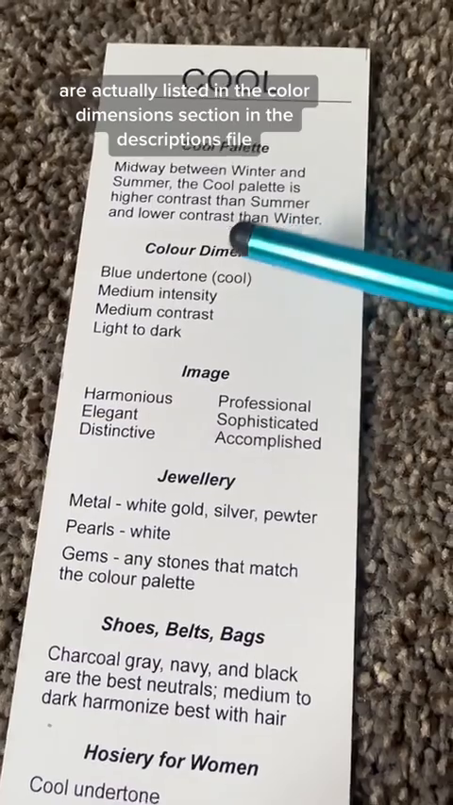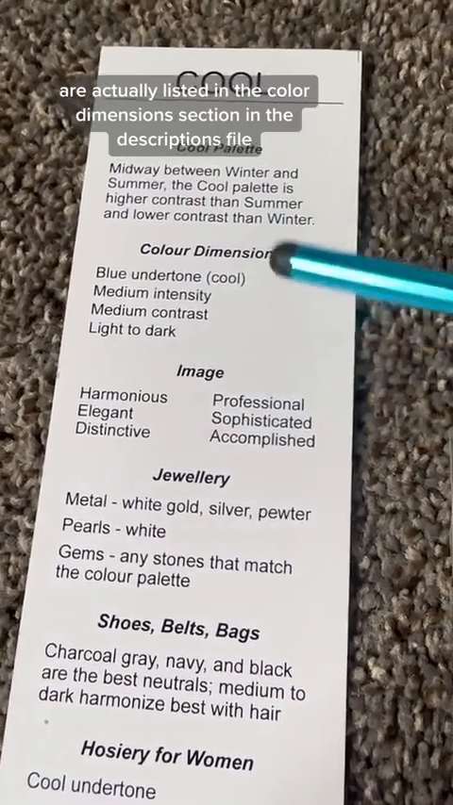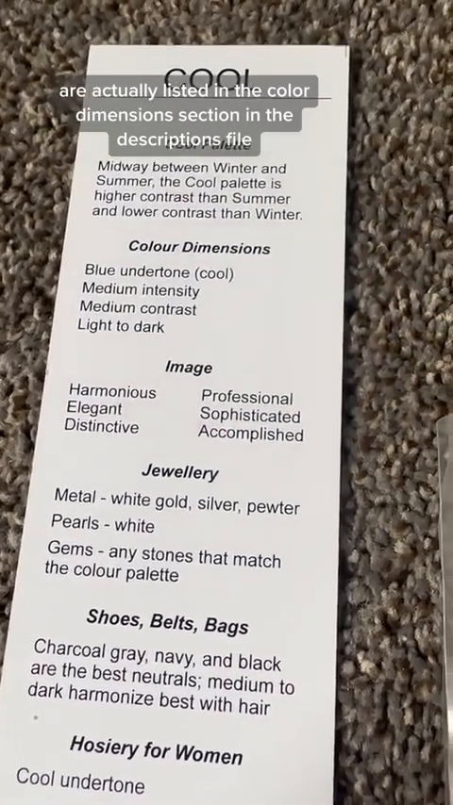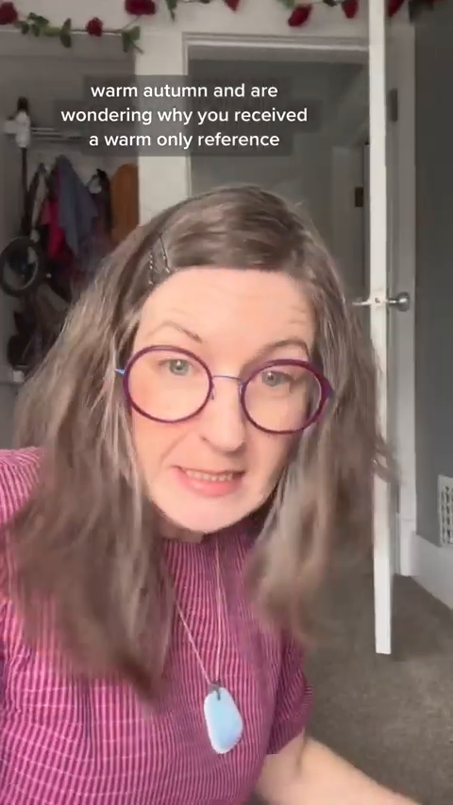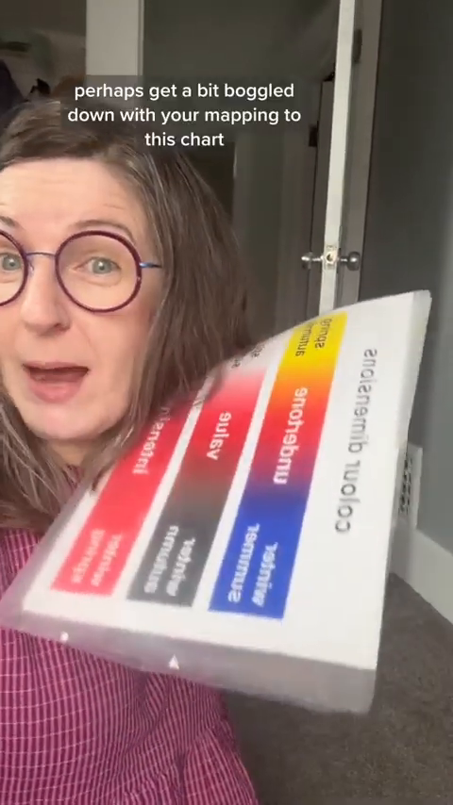In the color references I send out, the color dimensions as they relate to undertone, value, and intensity are actually listed in the color dimensions section in the descriptions file. All this to say, if you're somebody who has received a result of, say, warm autumn and are wondering why you received a warm only reference, it's because of how you map to this chart. My advice: don't get so bogged down with labels in color analysis, perhaps get a bit bogged down with your mapping to this chart.